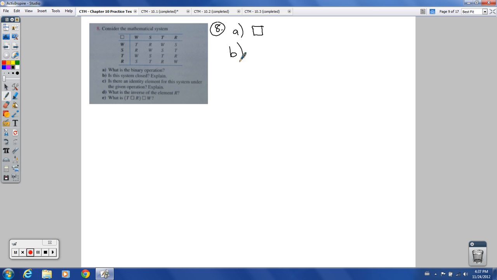So is the system closed? Let's see, everything in this table. Is there anything new that didn't show up in the column or the row here? I would say no. So this is closed. And so I would say yes. There are no new elements in the table than what you started with. Something like that. You could say that in your own words.